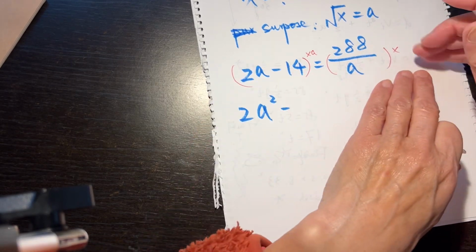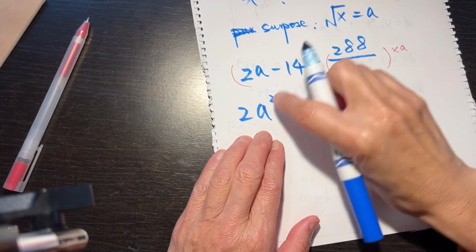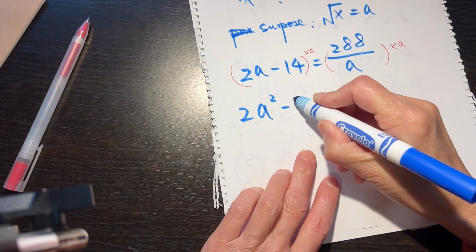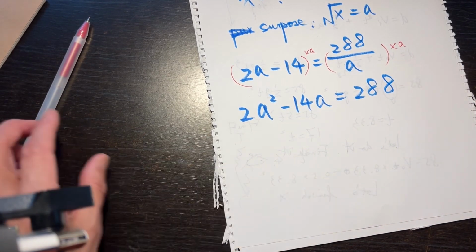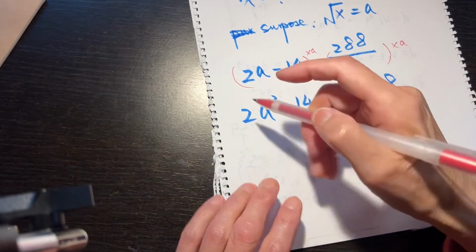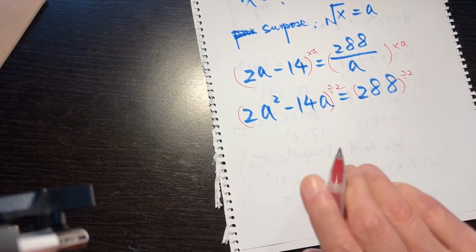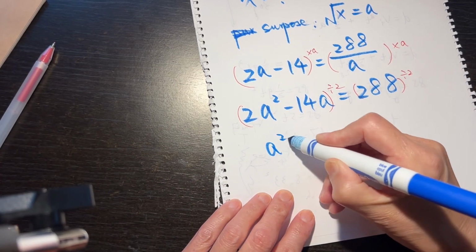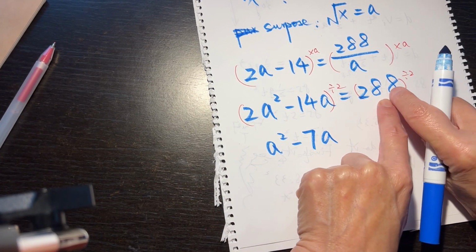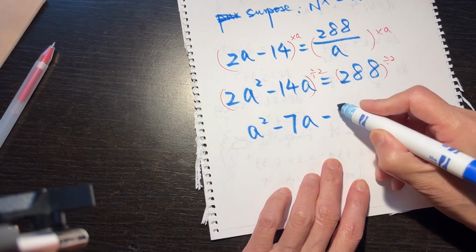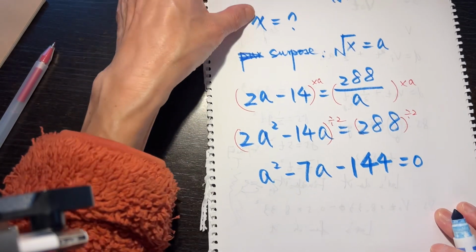On the left side, we time a. On the right side, we will equally time a. So 2a square minus 14a equal to 288, both divided by 2, a square minus 7a, and this is 144. We can move it here to minus 144 equal to 0, right?